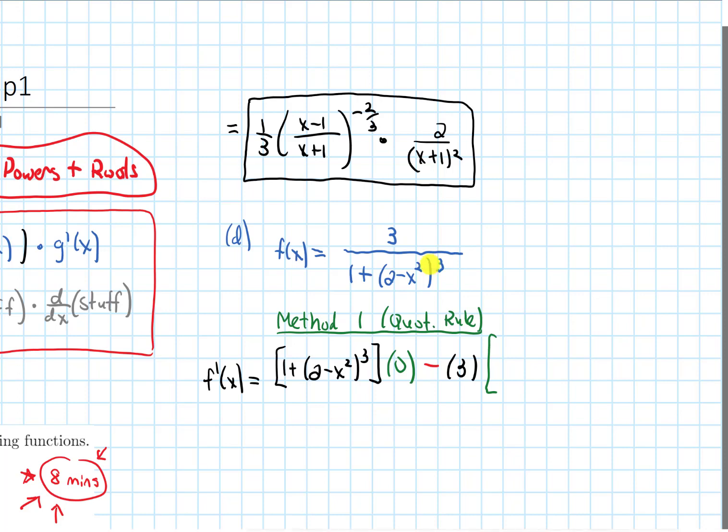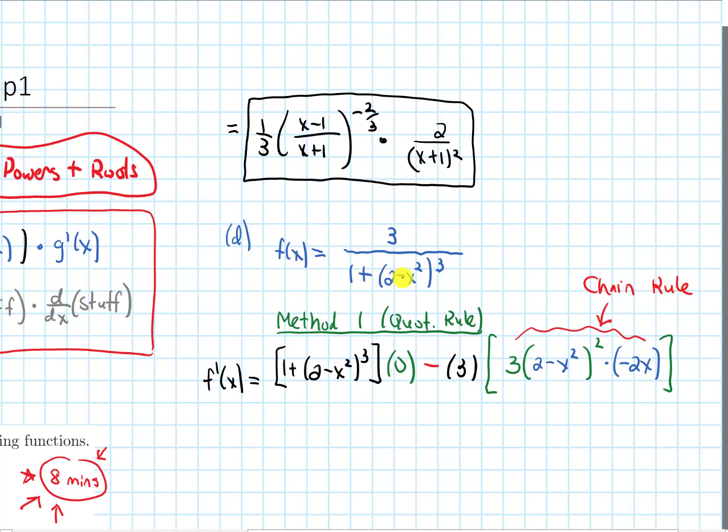Okay, and first I deal with the outside thing, the power. That 3 is going to come down. And then I subtract 1 from the power to get a 2 there. I keep the inside function the same, the 2 minus x squared. And then we multiply that by the derivative of the inside function, which is negative 2x. All right, so I'm going to close that. So this was coming from the chain rule on the 2 minus x squared being cubed.